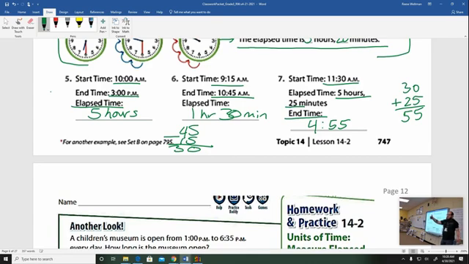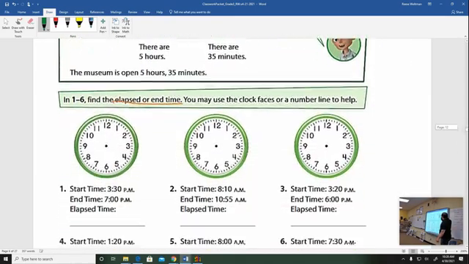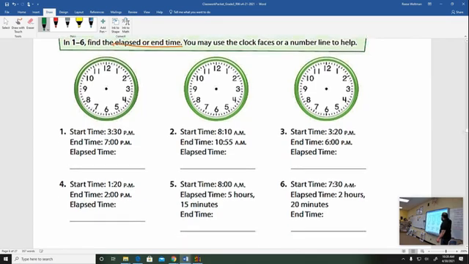Everybody have these? Thumbs up? Feeling pretty good about this? It's not too bad once you start doing it. Some of you might need a little more work on it. That's okay. So you got those? Got them written down? All of them? Okay. Now, homework and practice, really quickly. Skip over the another look section. I'm going to jump right into the problems.